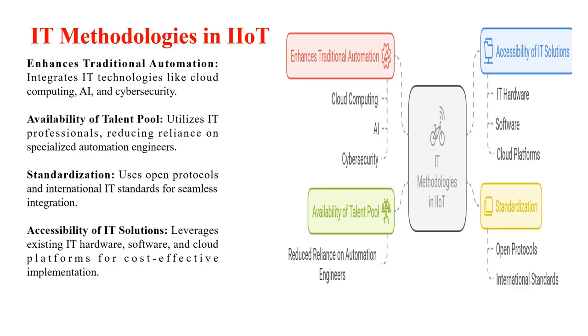And the third point is accessibility of IT hardware and software solutions, where it leverages existing IT infrastructure, which will reduce the cost and the implementation time, and it uses readily available cloud platforms, databases, and artificial intelligence tools, and eliminates the need for custom built solutions. So this was about the IT methodologies in industrial IoT.